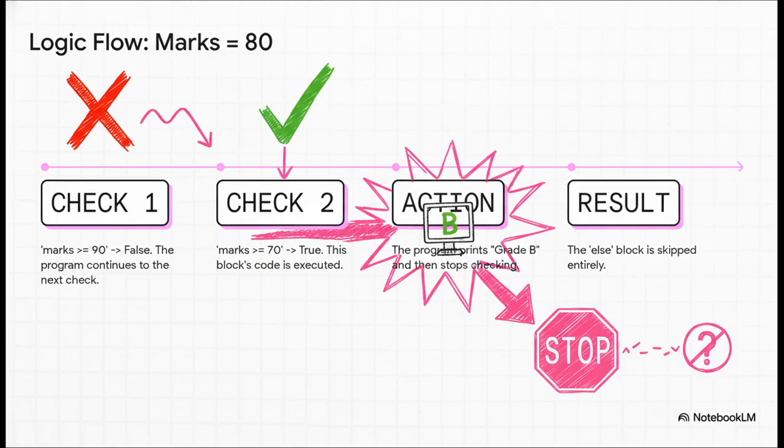This timeline shows that waterfall logic perfectly. Let's say the score is 80. Check 1. Is it greater than or equal to 90? False. Okay, moving on. Check 2. Is it greater than or equal to 70? True. The program prints grade B. And, this is the most important part, it stops right there. It doesn't even bother looking at the final else.